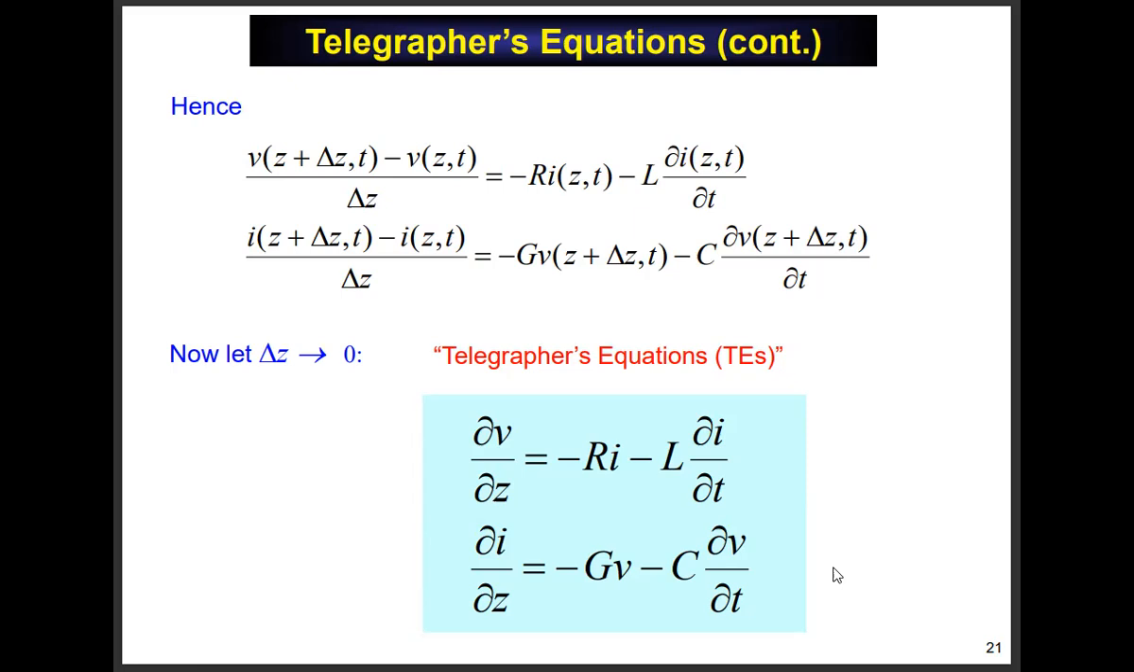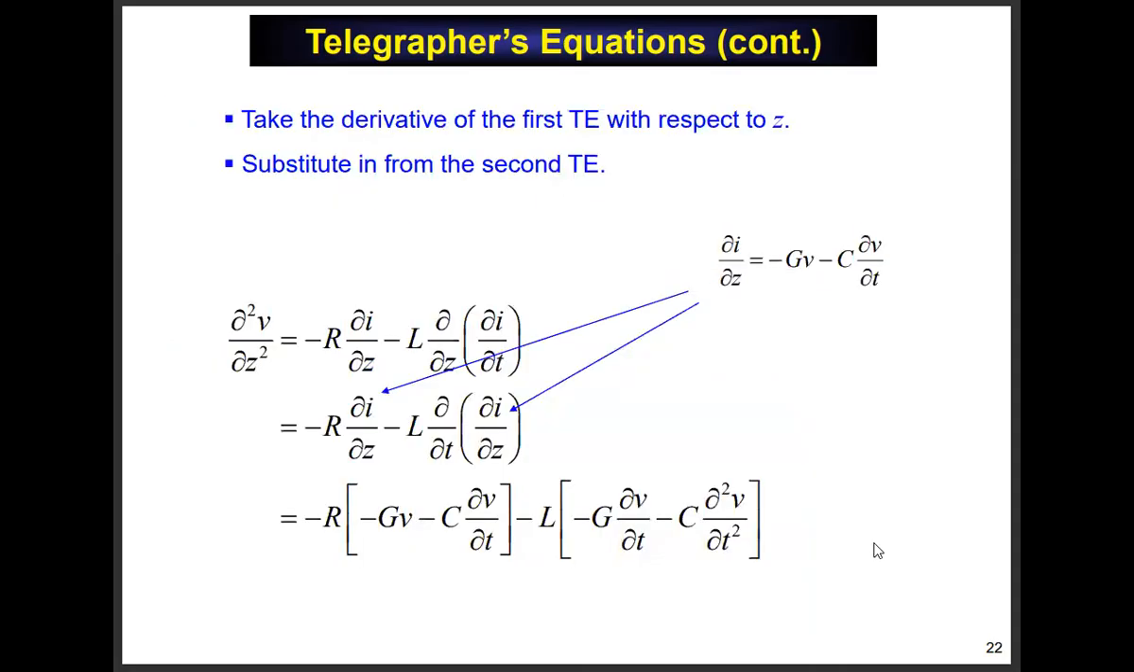One thing you can do though is substitute one into the other to eliminate one of the two, voltage or current, and get a differential equation for only voltage or only current, which I'll do in a second. The price we have to pay is it becomes a second order differential equation. But it's still kind of nice because it only has just voltage or current in it. That's what I'm going to do right now.